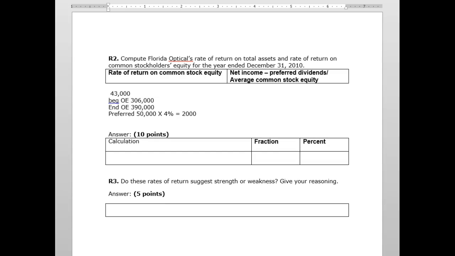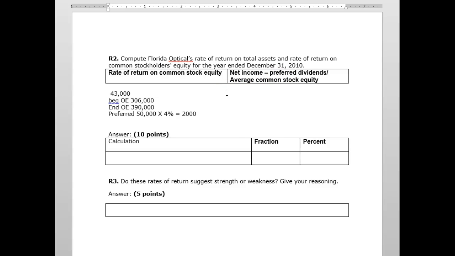So now, can we do this? I think so. Look at this. You've got the rate of return is net income minus preferred dividends divided by average common stock. So we've got all the numbers. I think you can do that. So take your net income, subtract the preferred dividends of $2,000, divide it by the average of these two, the beginning and the ending, and that should give you the rate of return.